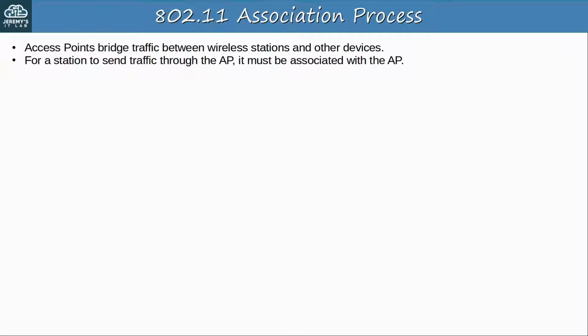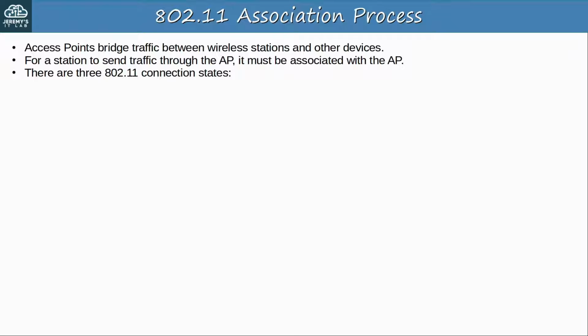Next, before 802.11 message types, I want to introduce the 802.11 association process, which I only briefly mentioned in the last video. Access points are used to bridge traffic between wireless stations and other devices, for example, hosts connected to the wired network. But for a station to send traffic through the AP, it must be associated with the AP, and there is a process used to do that, to form that connection.